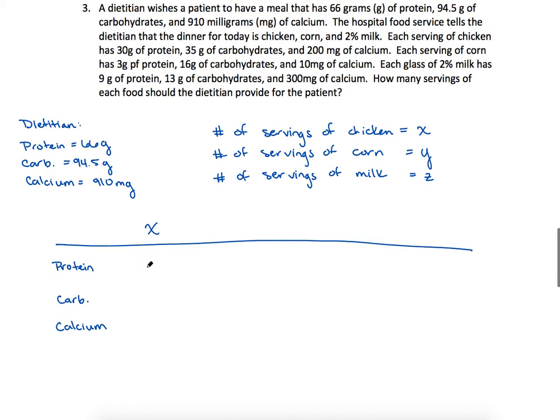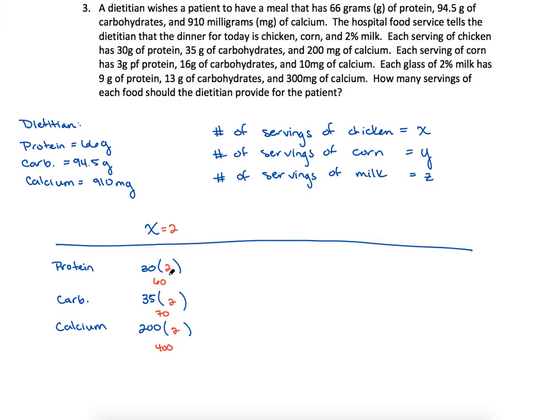So we're told that in 1 serving of chicken there is 30 grams of protein, 35 grams of carbohydrates, and 200 milligrams of calcium. So what this means is that if I give my patient just 1 serving of chicken, this is how many grams and milligrams of each of these nutrients that the patient's going to get. But let's suppose I give the patient 2 servings of chicken. So if X were 2 servings, then the patient will get 60 grams of protein, and then 2 times 35 means 70 grams of carbohydrates, and then 2 times 200 means 400 milligrams of calcium. Right? So if we check the requirement by the dietitian, we're still within the limits.